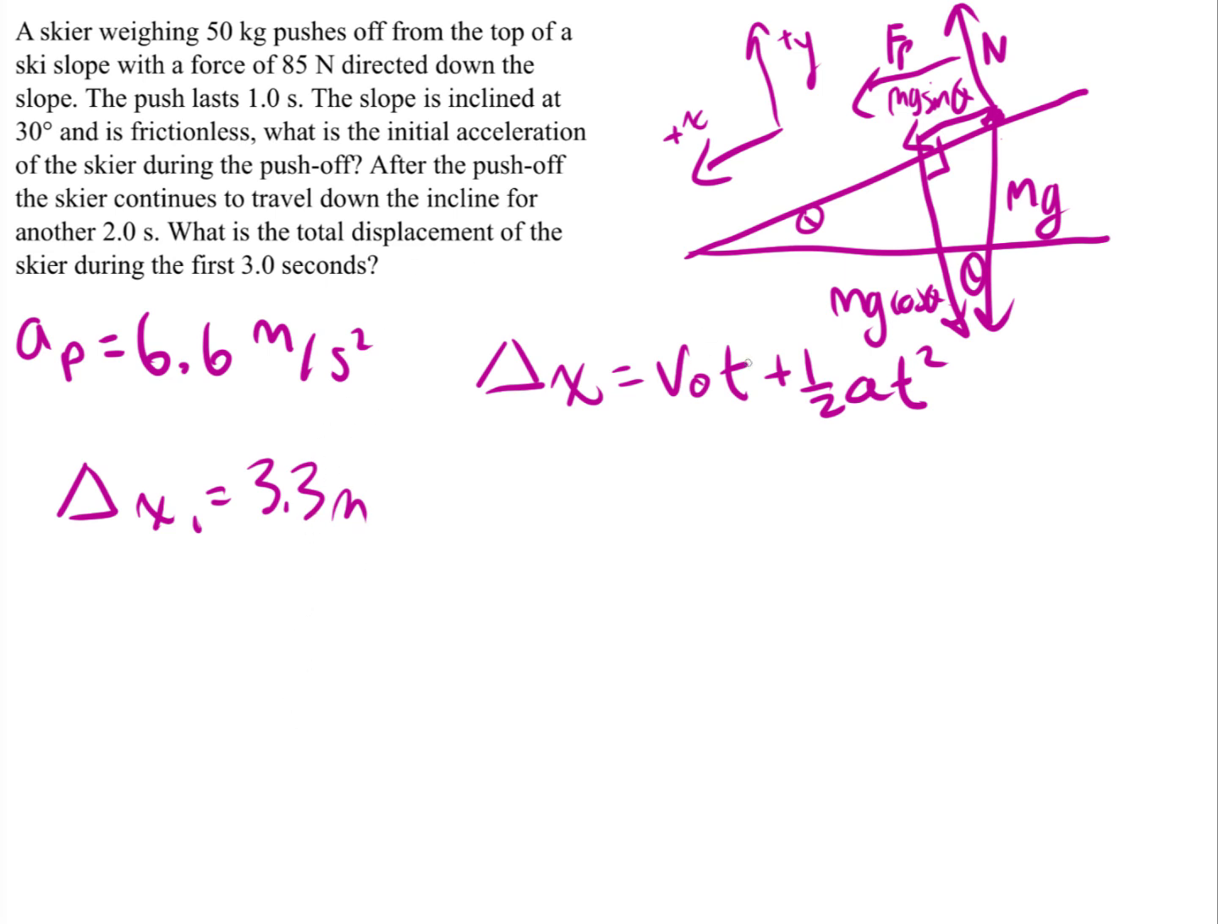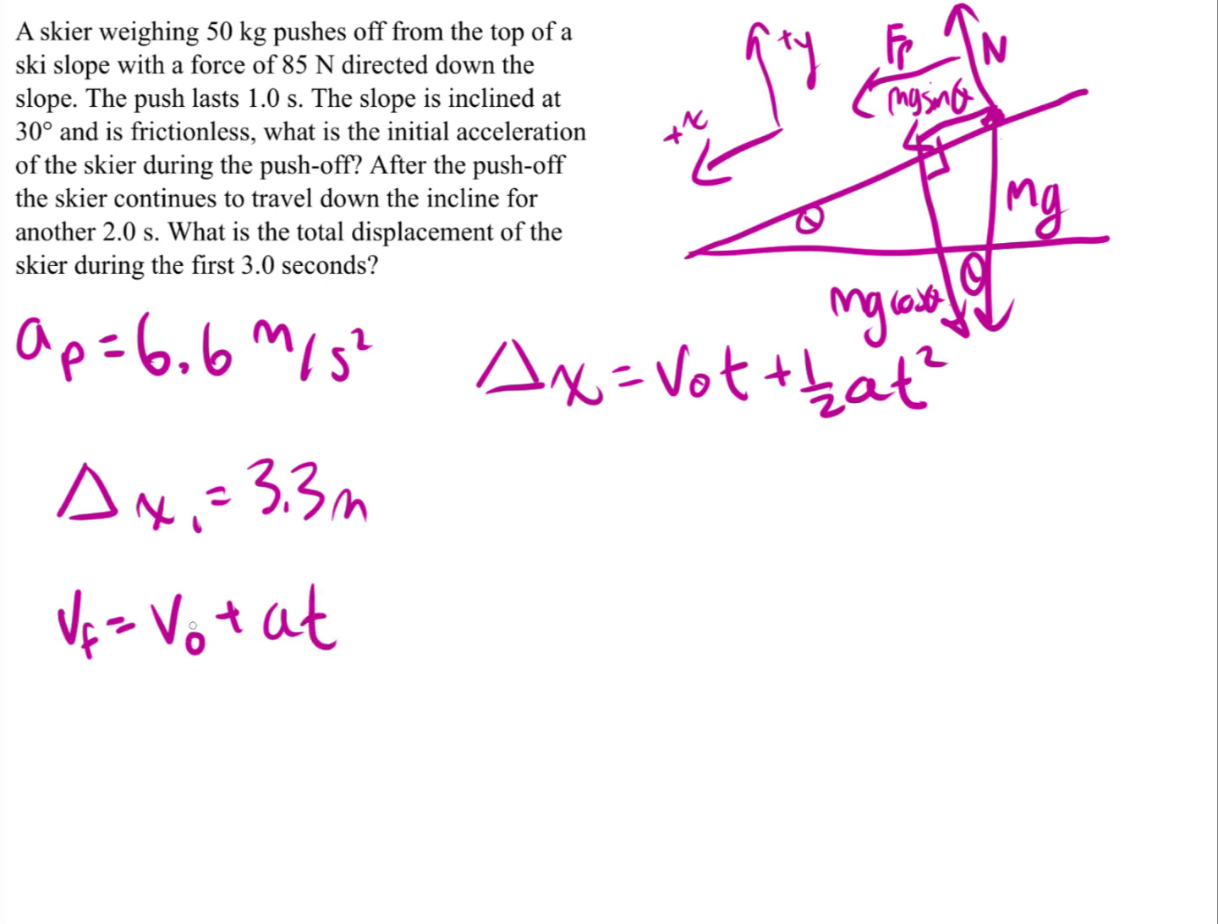So notice that after this push-off, he has already accelerated. Even after the push-off, if he isn't still applying a force from the push, he still has the initial velocity from that greater acceleration of the push. So we can figure out his velocity after this first second by using another kinematic equation, which says that final velocity is equal to the initial velocity plus the acceleration times time.